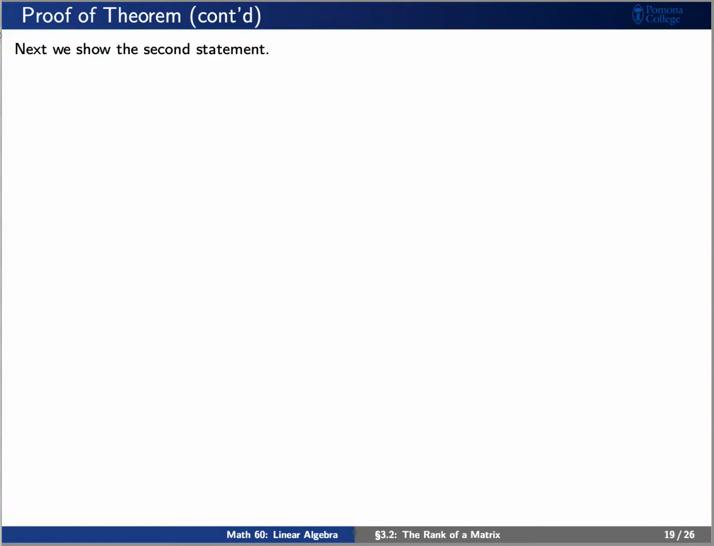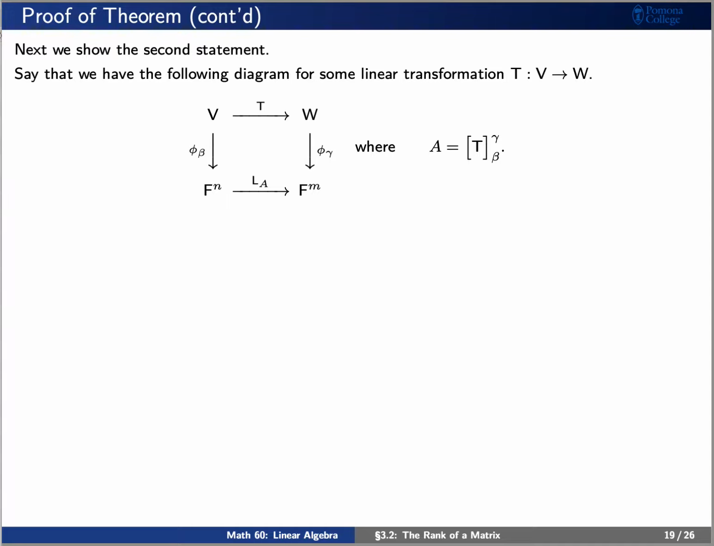Now let's show the second statement. The idea here is that we're going to stare at various parts of the diagram that you see above. We're going to pay particular attention to the rightmost column, this arrow corresponding to phi sub gamma.